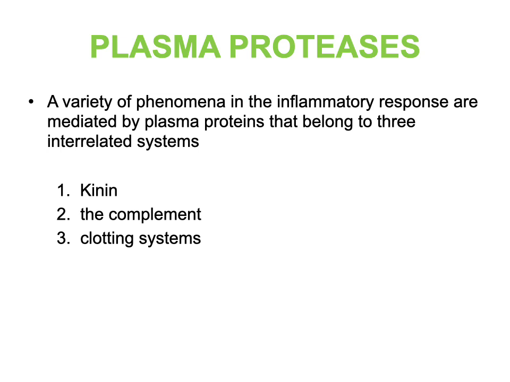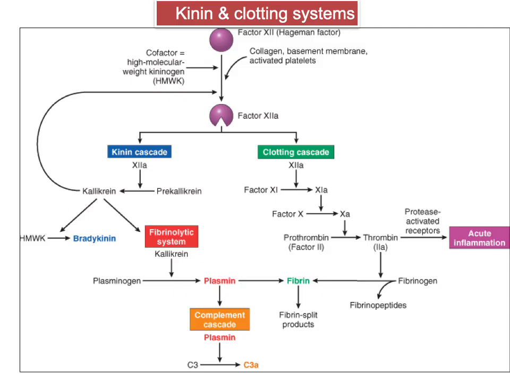We also have different types of proteases. The kinin system, which is associated with the production of bradykinins, plays a role in pain. The complement system facilitates phagocytosis, opsonization, chemotaxis, and cell lysis, and the clotting systems lead to the formation of blood clots.